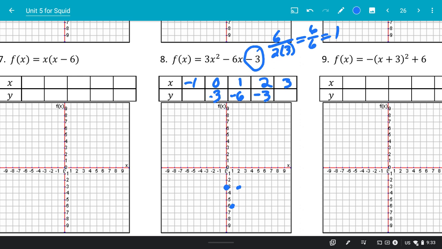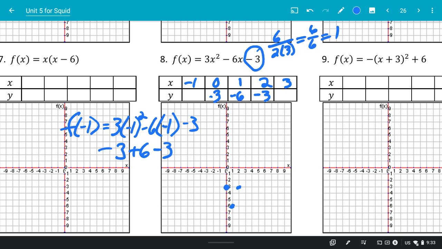Look at all the things that I found, and I really didn't do any work, did I? I don't really need any more points, but we're going to get one just for fun. F of -1 is 3 times -1 squared minus 6 times -1 minus 3. Well, that's 3 plus 6 minus 3, which is 6. So -1, 6. There is my parabola.